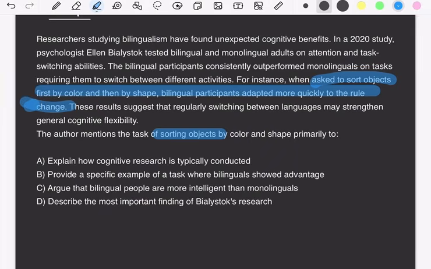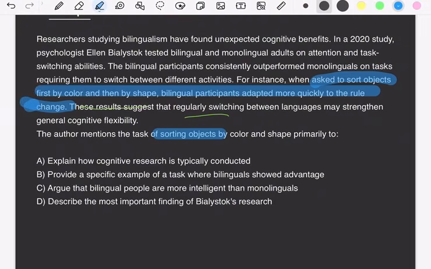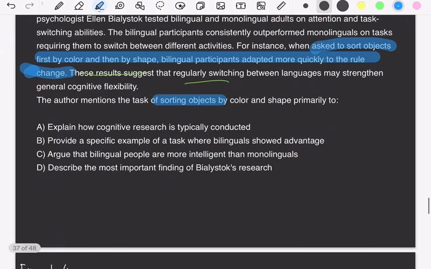This is something that the author says, and right after this, we see that it says that these results suggest that regularly switching between these may strengthen your cognitive ability. Now, we see that it wanted to give a concrete example of task switching mentioned earlier. Okay, so now we're going to evaluate the options.